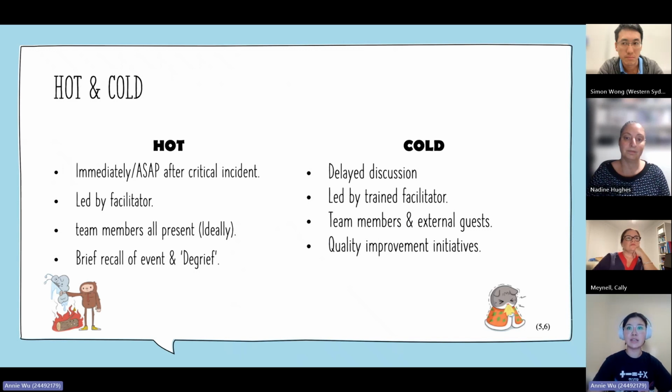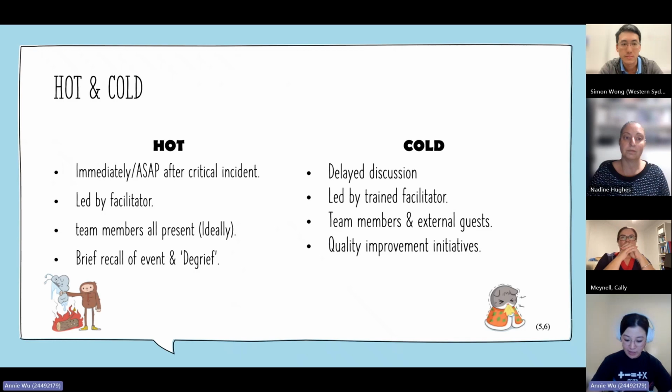And cold debriefing itself is more like a delayed discussion led by a trained facilitator. Usually this is booked ahead of schedule and everybody needs to be there, plus external guests, people that might not have been in that actual scenario, let's say radiographers, and maybe paramedics as well. They're a part of it, but they weren't involved. It's good to have them there so they can also talk about what has happened. And this cold aspect is more so where that quality improvement initiative happens.